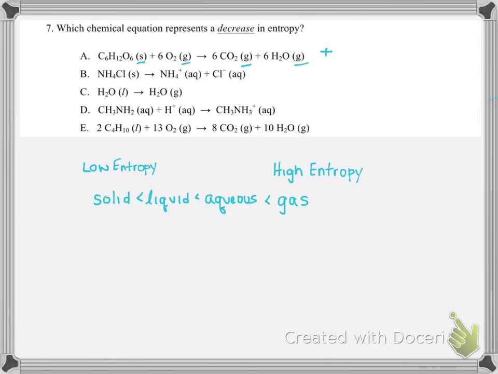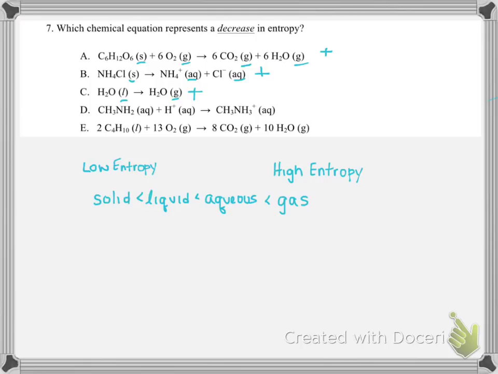For B, we have a solid, dissolve it in water, and now we have aqueous solutions. And aqueous is a higher entropy phase, so that's also going to be an increase in entropy. For C, we have evaporation, and that's going from liquid to gas, so it's going to a higher entropy phase. This is positive.